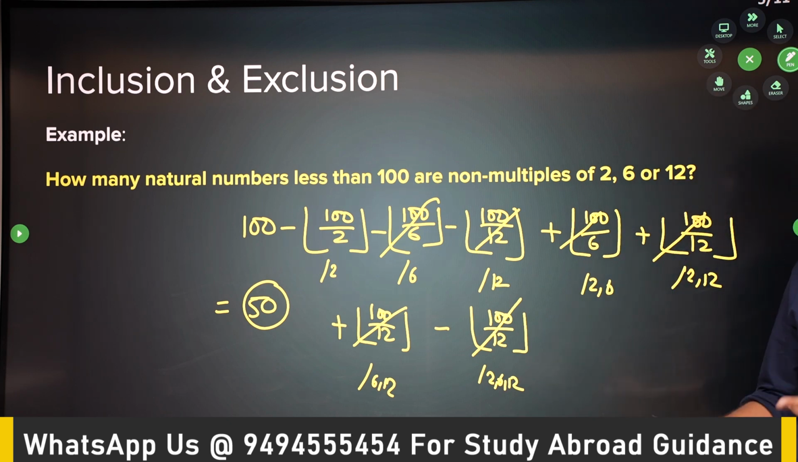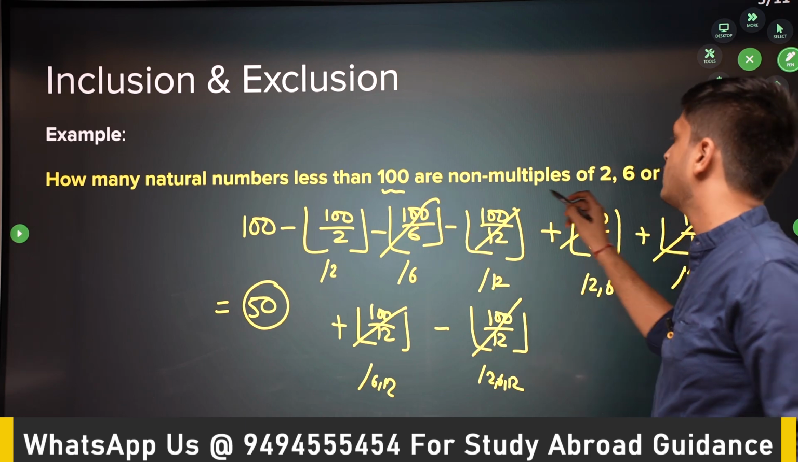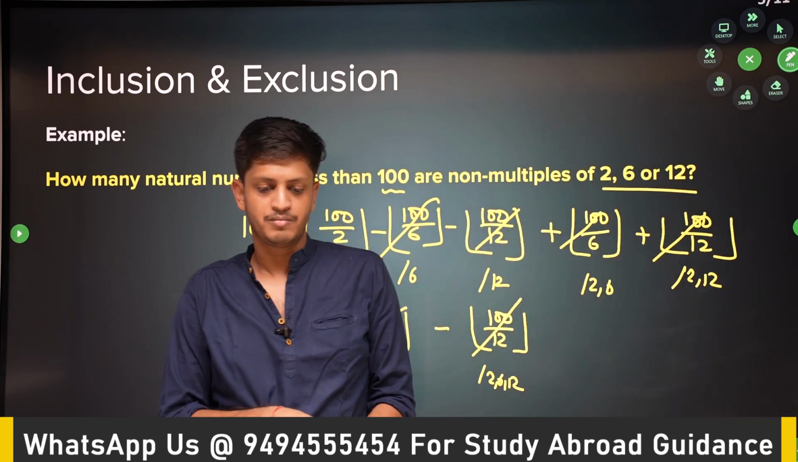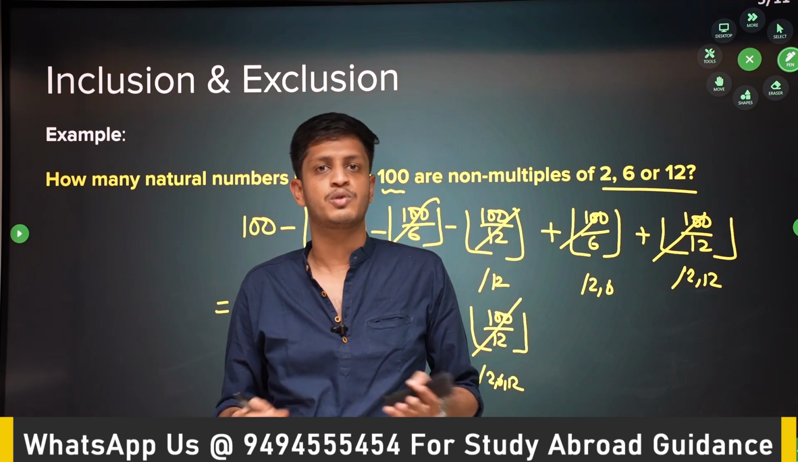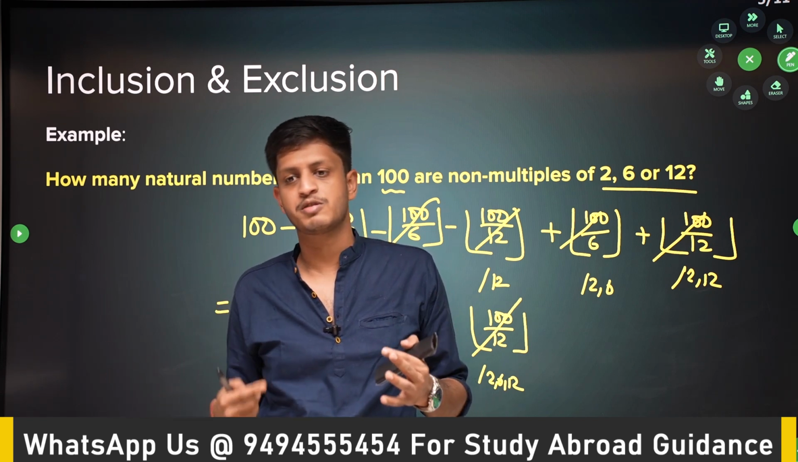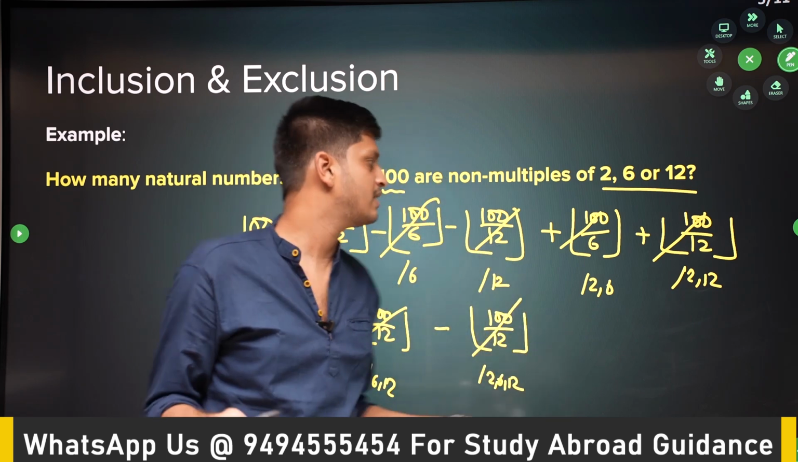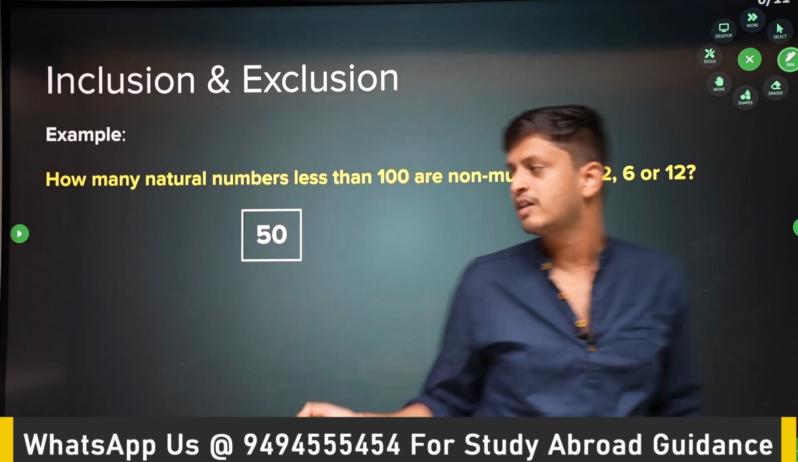So it is intuitive also. See, all the numbers less than 100 which are not divisible by 2, 6 or 12. So basically all the odd numbers are not divisible by 2, 6 or 12, right? 1, 3, 5, 7. Since they are not divisible by 2, they will not be divisible by 6 or 12 also. So all the odd numbers are actually the answers. So you can solve it that way or using inclusion-exclusion. So there are 50 numbers.